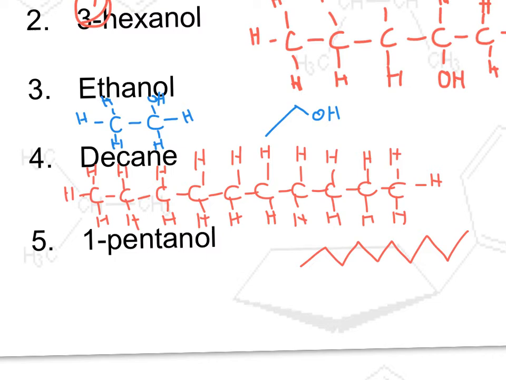Last one, pentanol. Pent means 5, so I'm going to draw 5 carbons. 1, 2, 3, 4, 5. The -ol tells us it's an alcohol, and so we want to put an OH there. We need to know where it goes, and so it says 1-pentanol. That means it's on carbon number 1. So it's up to you if you want to call this carbon number 1.